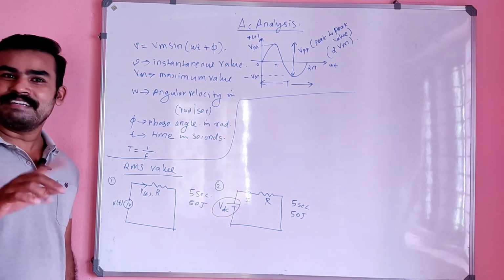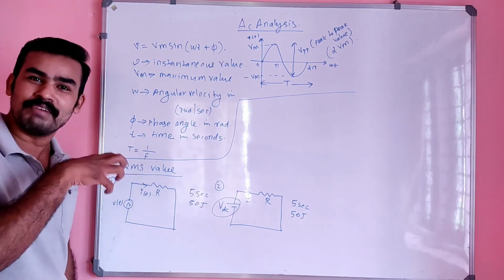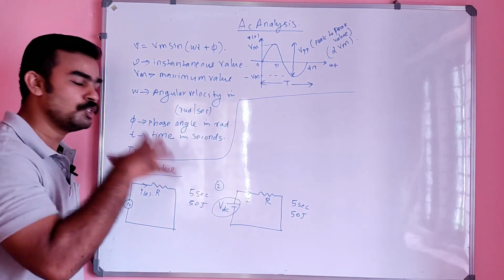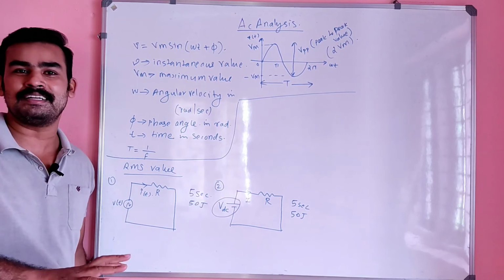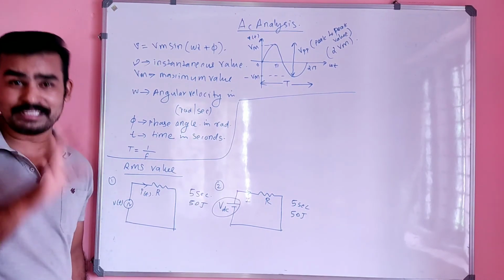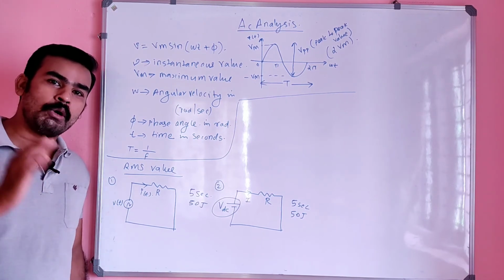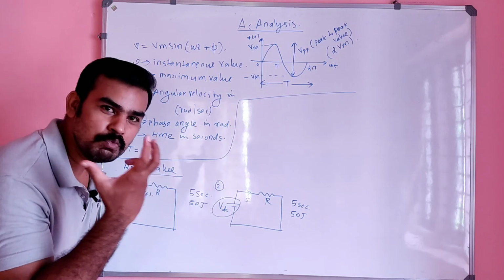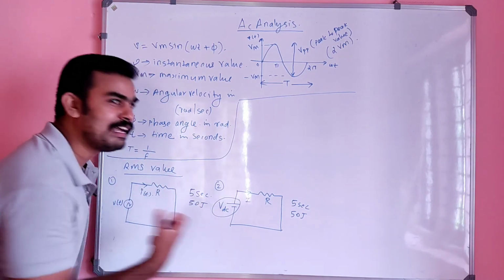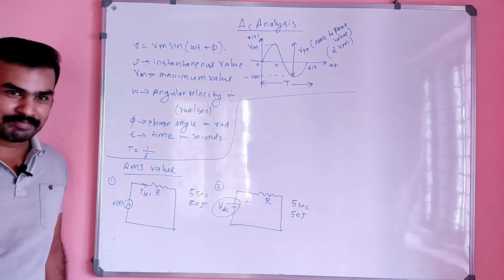But I think 70% of the people here don't know what RMS value actually means. They know the definition. They know the equation Vrms equal to Vm by root 2, Irms equal to Im by root 2. But 70% of the electrical students don't know exactly what RMS value means. What is the essence of the RMS value? What is the real feeling of that RMS value? They don't know.